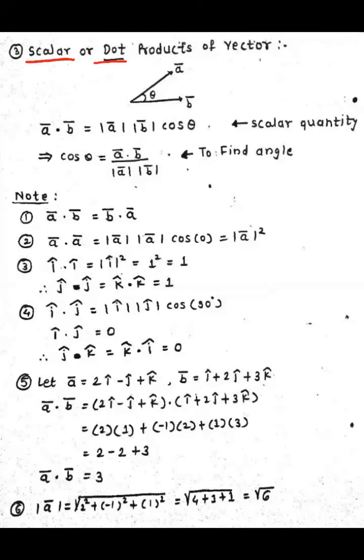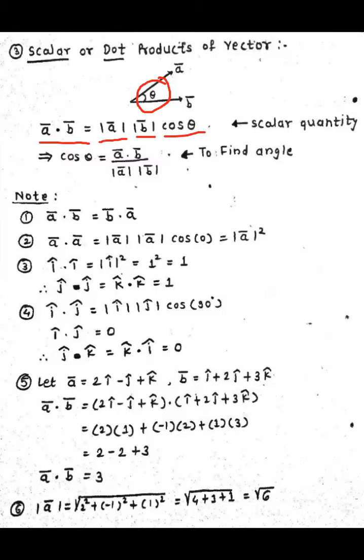Now look at the figure, there are two vectors a bar and b bar. They are just denoted by arrows. If the angle between the two vectors is denoted by theta, then the dot product of these two vectors can be defined as a bar dot b bar is equal to the magnitude of a bar times the magnitude of b bar times cos theta.